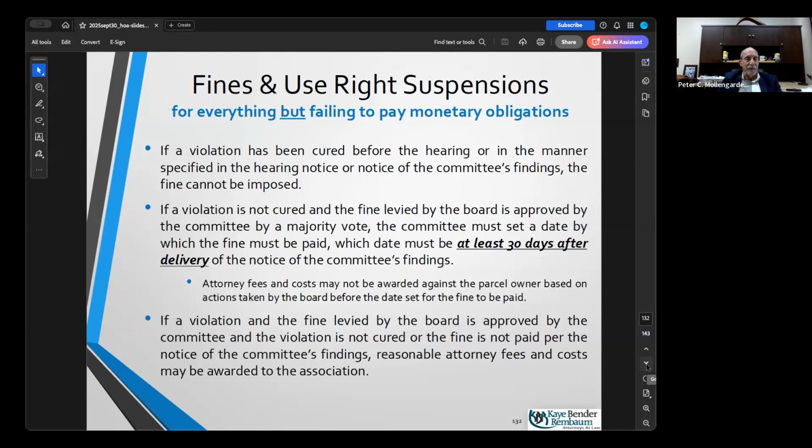If the fine levied by the board is approved by the committee and the violation is not cured or the fine is not paid per the notice of the committee's findings, then reasonable attorney's fees and costs may be awarded to the association.